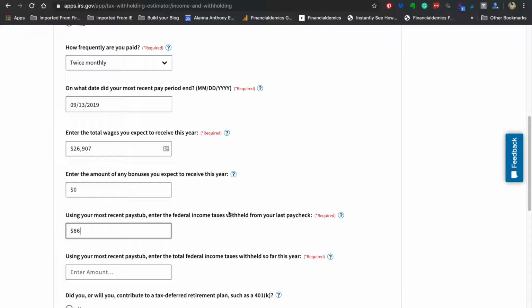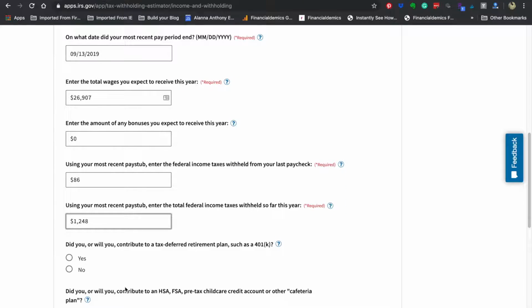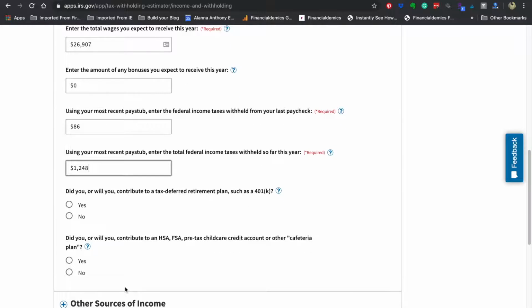This system only looks for whole numbers, so if you have any change, don't even add it, just round up or down. It wants to know how much federal taxes was withheld so far this year, so your year-to-date tax amount. And so this person year-to-date has paid $1,248 in federal taxes.